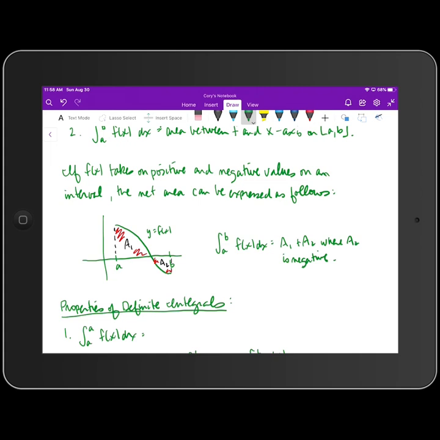Okay, so area that lies above the x-axis will be positive. Area that lies below the x-axis is going to be counted as negative, which, if you think about it in terms of the Riemann sums, should make sense. If your area lies above the x-axis, the height is going to be positive. If the area lies below the x-axis, the height is going to be some negative quantity.